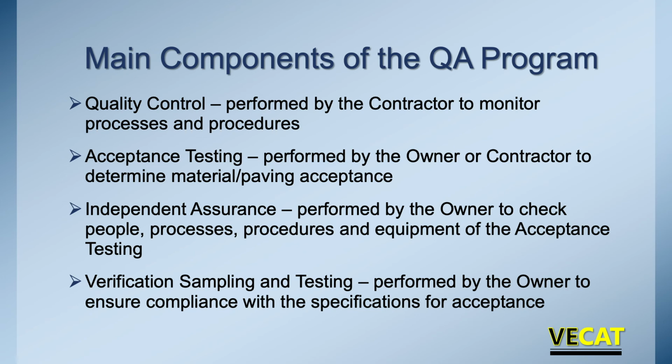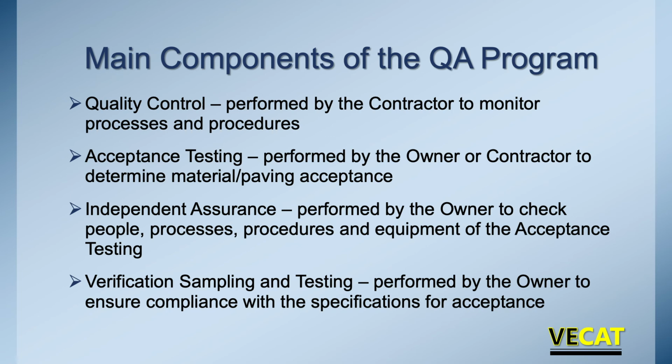We have acceptance testing. Again, this is being done by the contractor in CCPRM and with CIR, but the owner can do it as well, so VDOT can perform it as well. In years gone past, VDOT had people in asphalt labs doing that testing. Today, now they're observing and doing independent testing behind to make sure that the results are accurate.